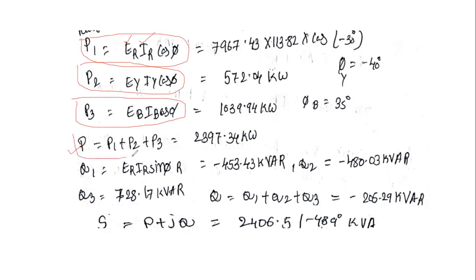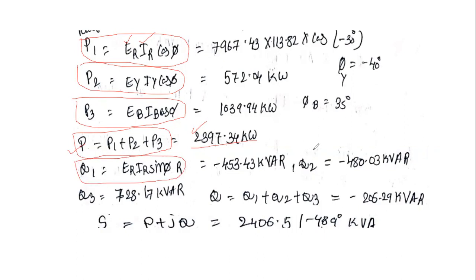What is the formula for total real power? That is P is equal to P1 plus P2 plus P3. Then we obtain the total real power, that is 2397.34 kilowatts. Similarly, we calculate the reactive power, that is QR equal to ER into IR sin phi R.